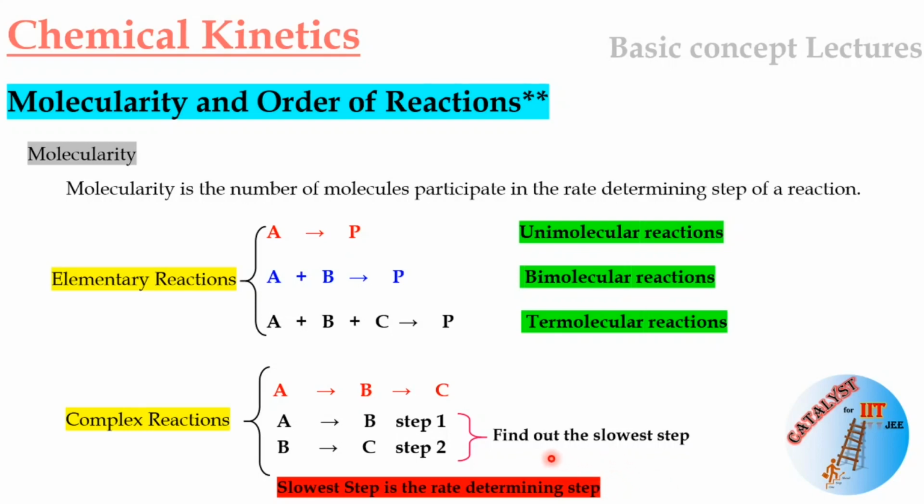So, for example, how do you find that? You need to do some experiments to find out which one is the slowest step, or which one is the rate determining step. Now if I tell you that your step 1 is the rate determining step, that means only one molecule participates in the rate determining step. That means that the molecularity of this reaction will be 1.